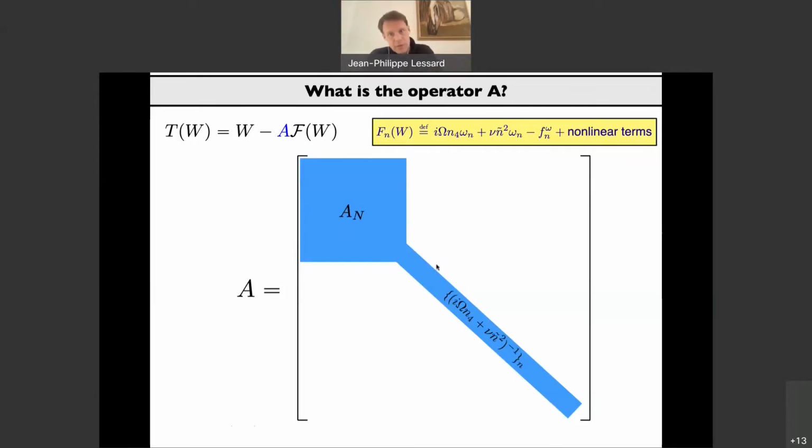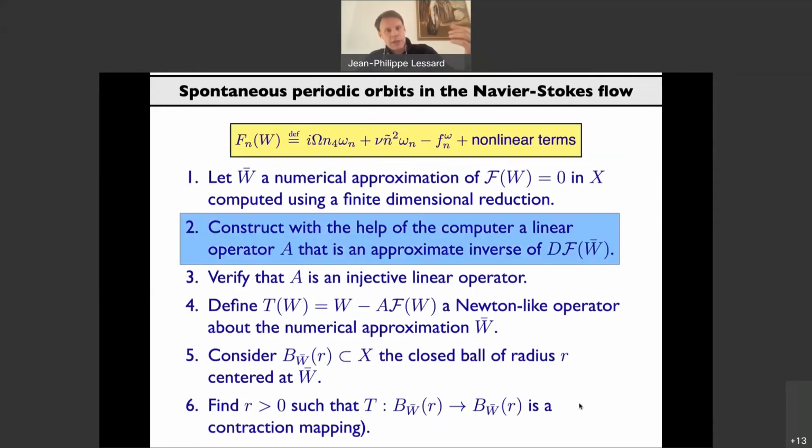So it's a very large matrix, and the tail is given by the exact inverse of that. And that exact inverse, for large enough n and n tilde, is going to be invertible. Okay, so that's the operator A that I use. And once I have the operator A, then I go back to this strategy. Now I have my A. Verify that A is injective. In fact, that will be a byproduct of verifying that I have a contraction. But anyway, I define this Newton-like operator, and then I build these bounds.